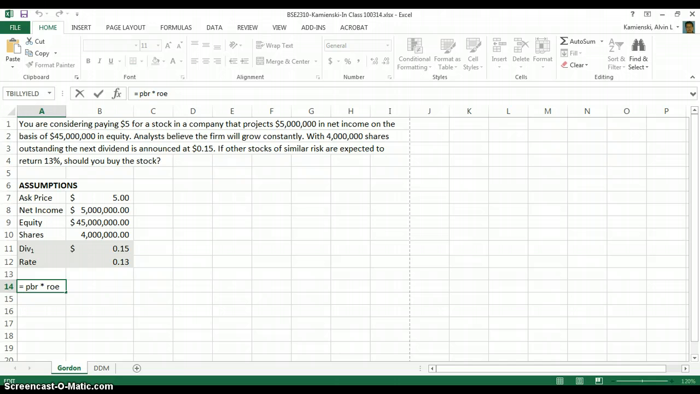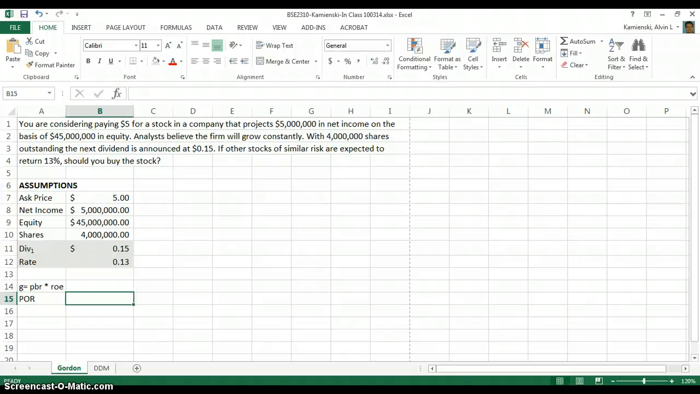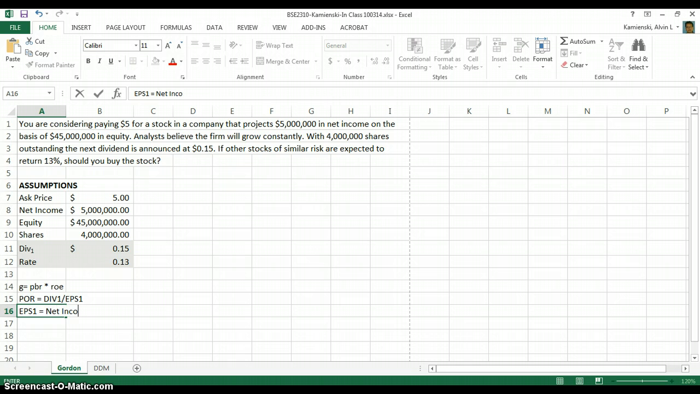Well, plowback is going to have to be related to how much we pay out. So payout ratio is going to be equal to dividend 1 divided by earnings per share 1. It's what percent of the next dividend do we pay out. But you see now that we also have earnings per share 1 to deal with. Earnings per share 1 is going to be equal to the next net income divided by the number of shares that we have. So now we're finally in business to be able to solve for our next earnings per share.